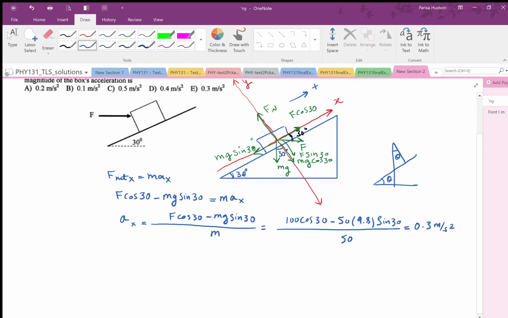So I didn't really need to write Newton's law along the y-axis because I only had one unknown and one equation. Therefore, I was able to find the acceleration of the box going up the ramp, which is 0.3 meters per second squared.